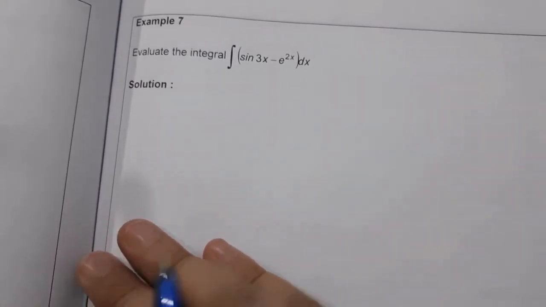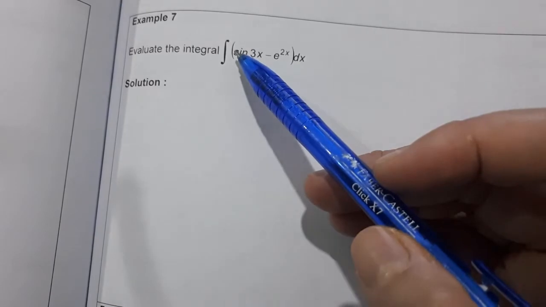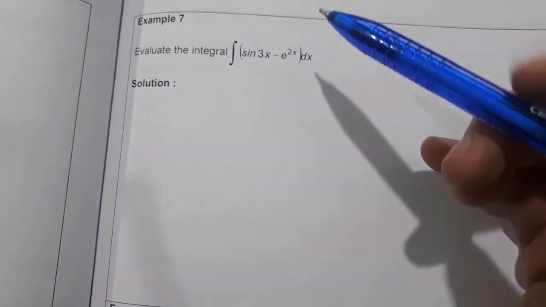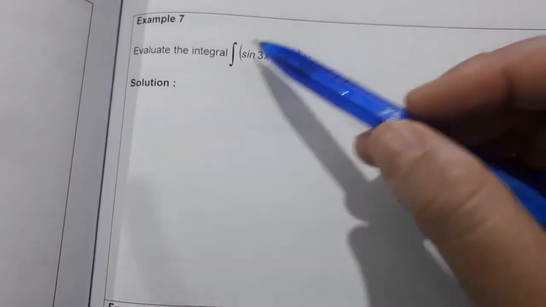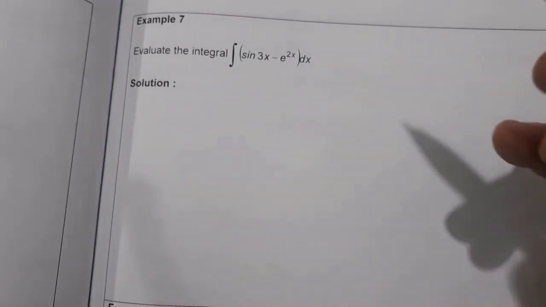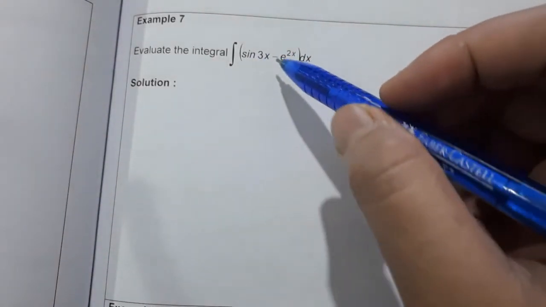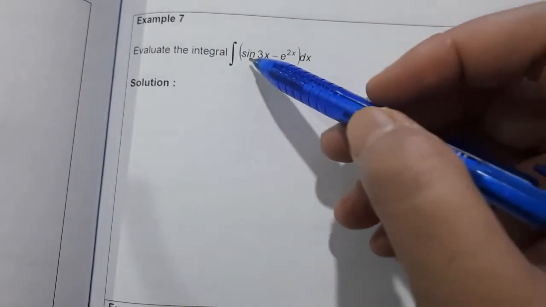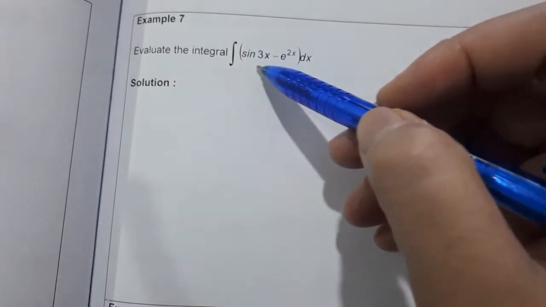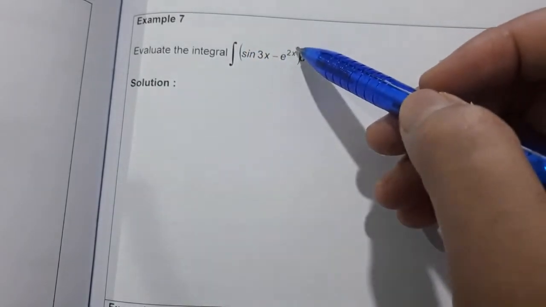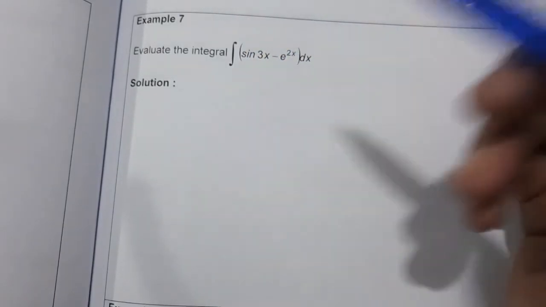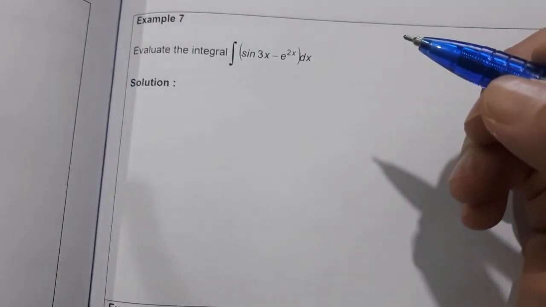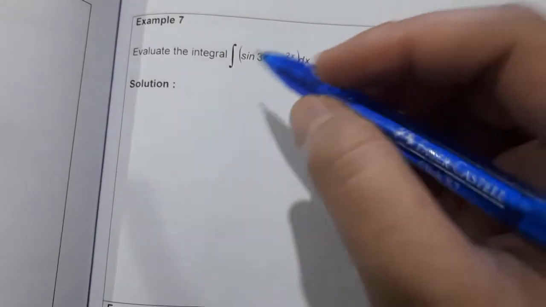Example 7, this time we want to integrate sine 3x minus e to the x. So the equation involves trigonometry. We can see that the equation is already separated. First term sine 3x, second term negative e to the x. So we can straight away integrate the equation.